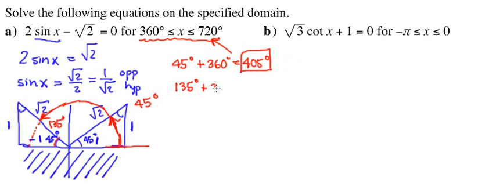135, if you add 360 degrees to it, becomes 495. That's part of our solution. It's in the domain they specified. And 495 plus another 360 will be 855 degrees, too high. So the solutions they were after here were 405 and 495 degrees.